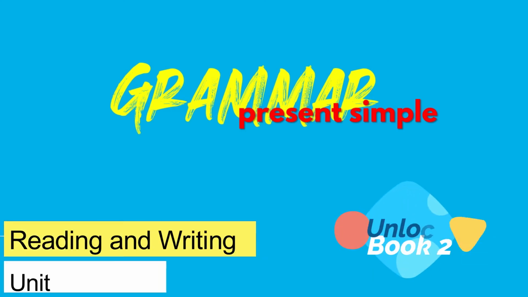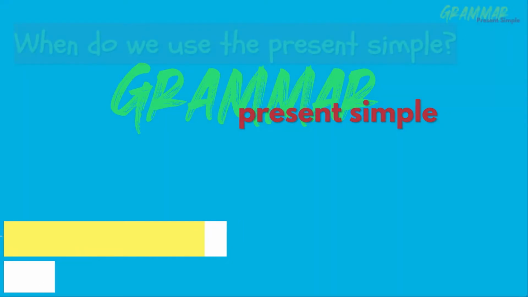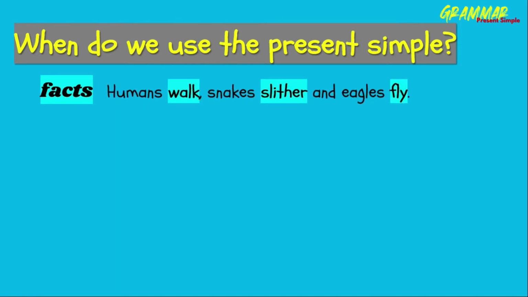Welcome to today's lesson. We'll be looking at present simple. So when do we use the present simple? Well, we use the present simple to talk about facts. For example, humans walk, snakes slither, eagles fly.